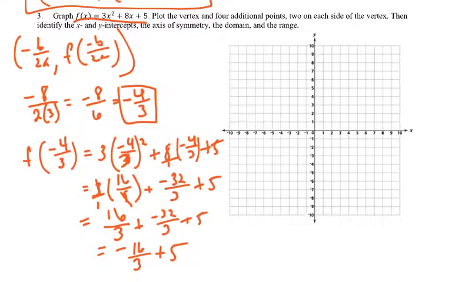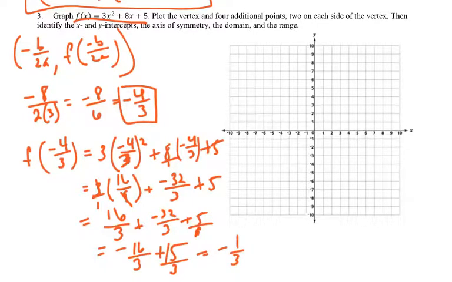From there, I would likely rewrite my 5 as 15/3. I just multiplied the numerator and the denominator by 3 if I think of 5 as being 5/1. We're allowed to multiply the top and the bottom by the same amount, so that gives us negative 1/3 is our y-coordinate of our vertex.